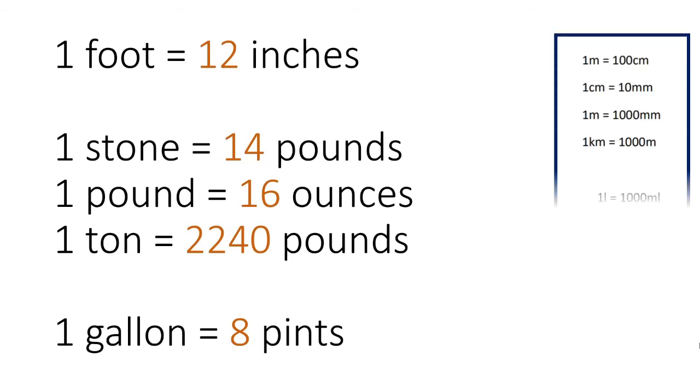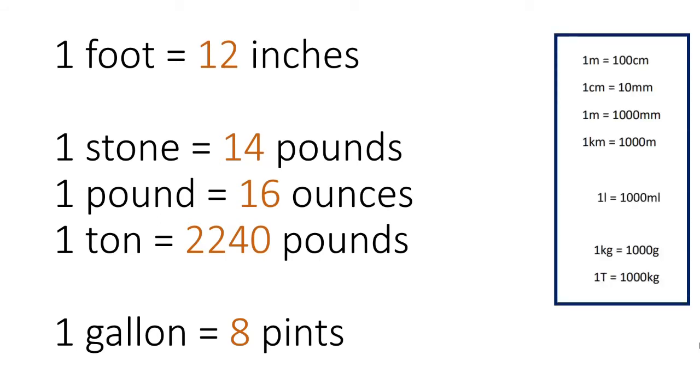Now I'm going to bring up the metric ones again. Look at the difference between the numbers in the metric measures and the numbers in the imperial measures. The ones in the metric measures are all quite nice. They're tens, hundreds, thousands, those kind of things. Whereas the numbers in the imperial system are not. We've got a 12, a 14, a 16, an 8, a 2,240. They're all over the place.